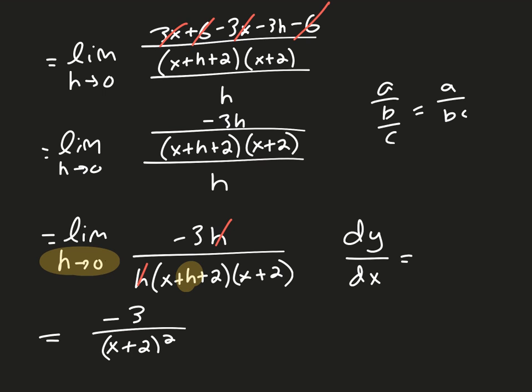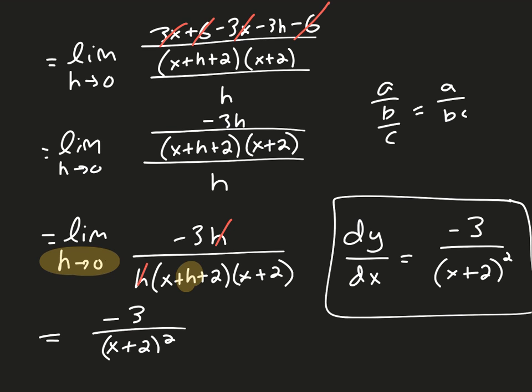I'm just going to use the same notation that the problem asked for at the beginning. dy dx is equal to negative 3 over x plus 2 squared. What does that solution mean? It means that if I want the slope at any x value on my original function, I can plug in that x value into that derivative function.